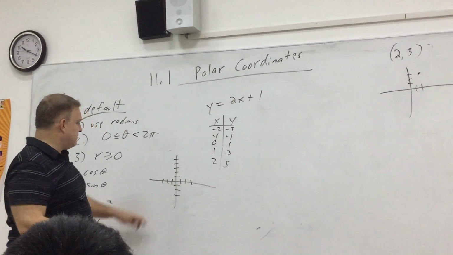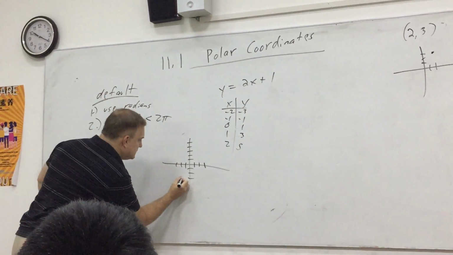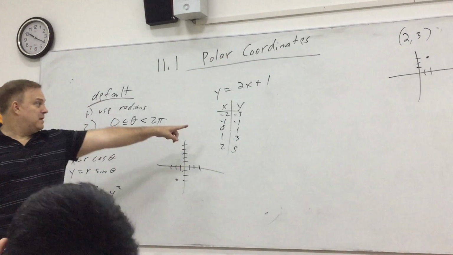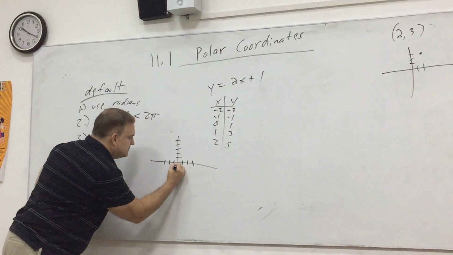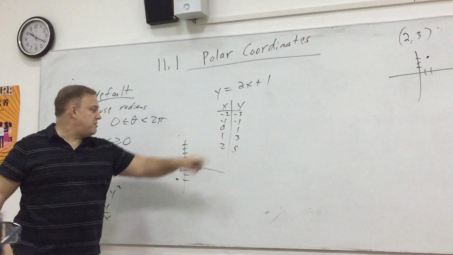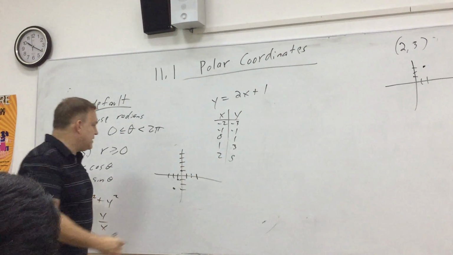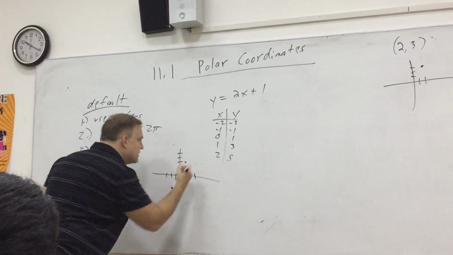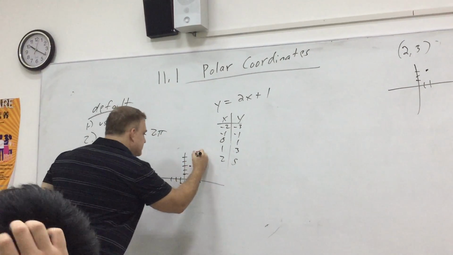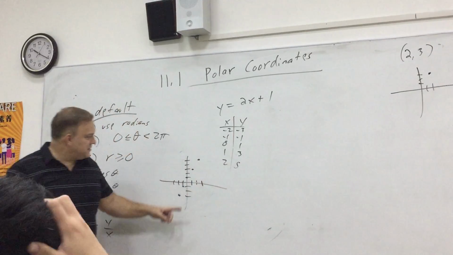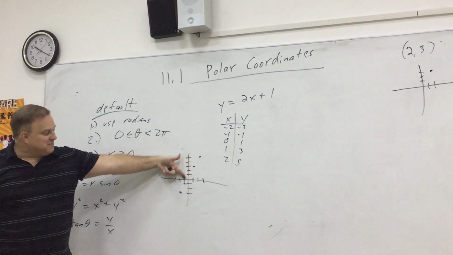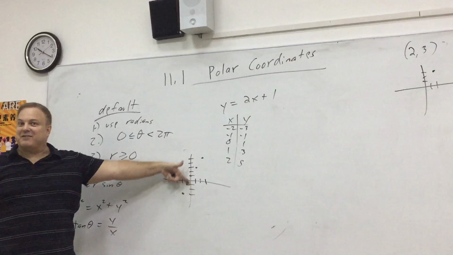So -2, -3. It's right there. -1, -1. 0, 1. 1, 3. 2, 5. And notice, now I didn't draw perfectly, but it looks like these are somewhat on a straight line, right?